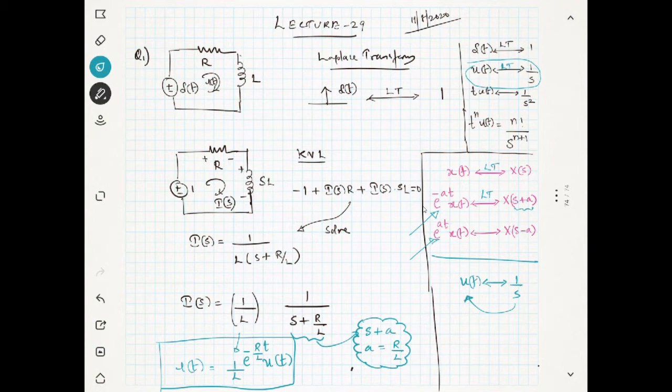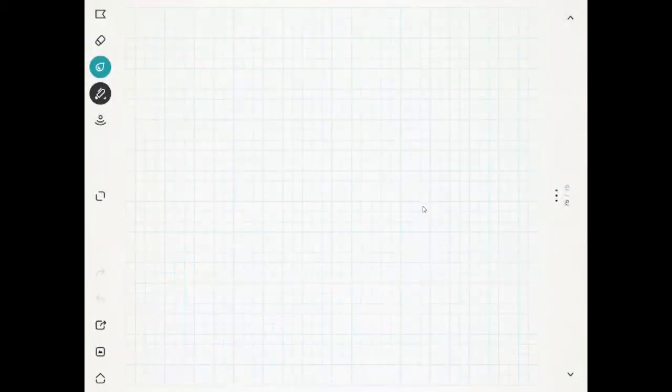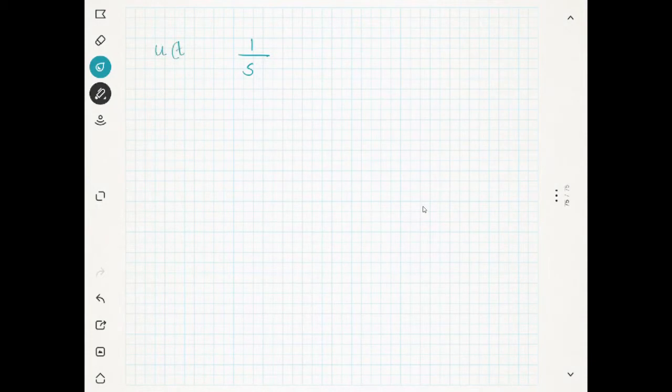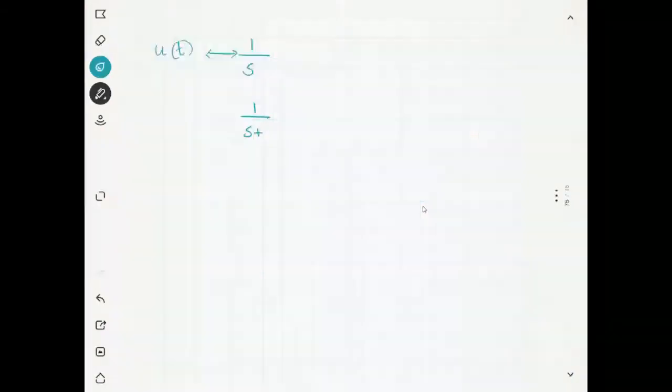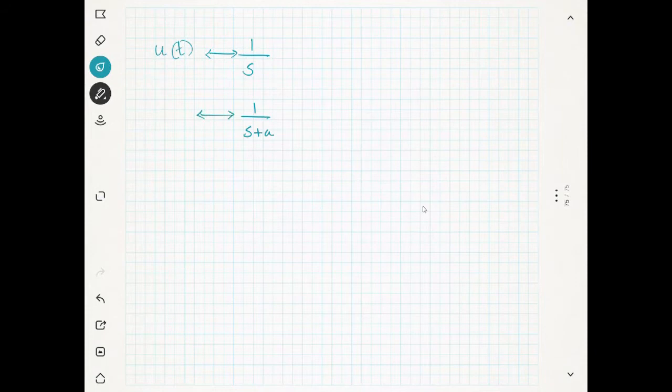So I will just explain to you. You know that 1 over s is coming from u of t. Do you agree with me? Then 1 over s plus a, if you take the inverse, becomes u of t multiplied with e power minus a into t. In our case, a is equal to R over L. That's it. So you will get the answer.